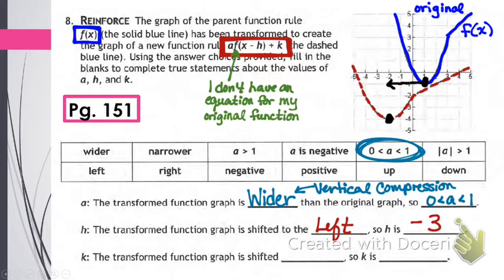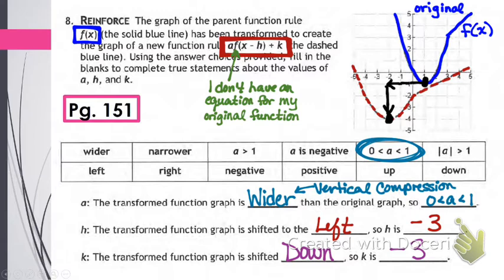And it's down. It does look like it shifted down 3 units. Yes, 1, 2, 3. There we go. So what would that make my k value? Negative 3.